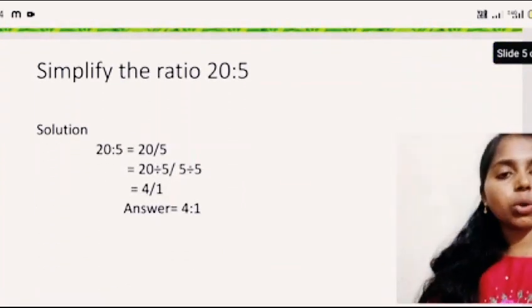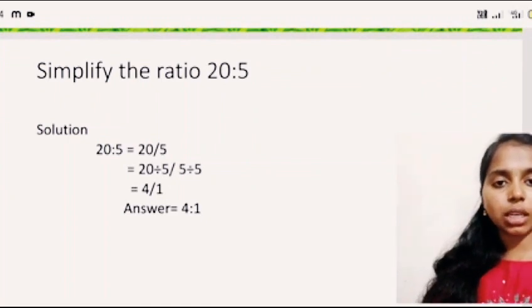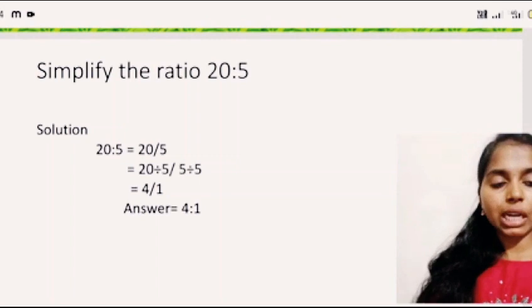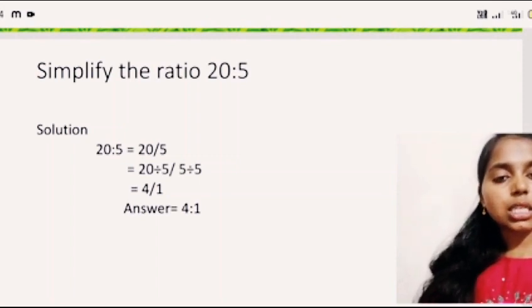Next we will see an example for simplifying the ratio 20:5. First, 20:5, we can change the ratio form into fraction form, right?